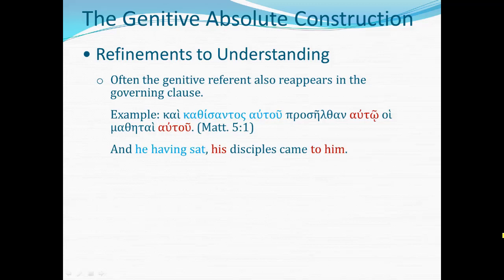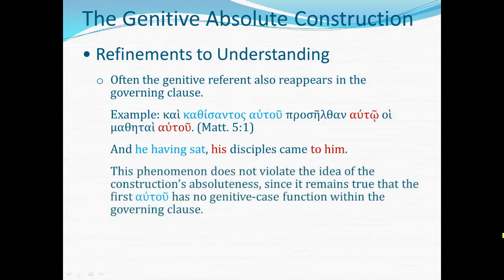Okay, here's how to resolve this. This phenomenon does not violate the idea of the construction's absoluteness, since it remains true that the first autou, think about the Greek word, not about the person referred to by the word, but think about that first autou as a Greek word. That word has no genitive case function within the governing clause. When Jesus as the person, not as a word, but Jesus as a person, reappears in the governing clause in the genitive, you have a separate word, the red autou.